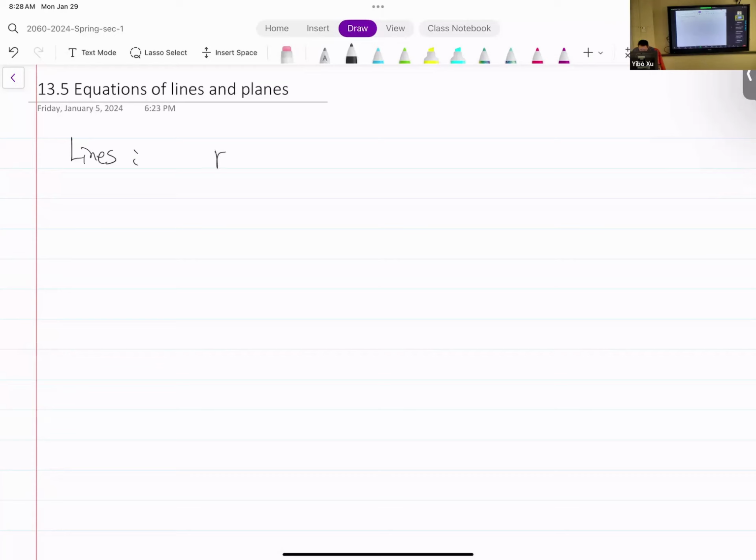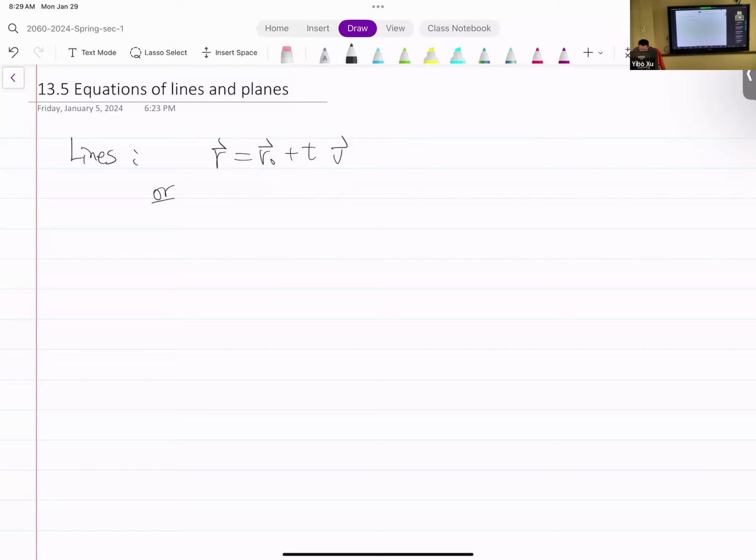The first one is r equals r0 plus tv, which we'll explain a little later in more detail. Basically, this is in the vector form, where r0 is a point on the line, v is the direction along the line, and r is a vector representation of whatever point on the line.